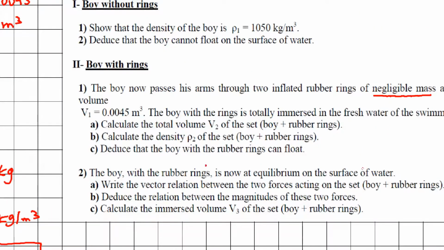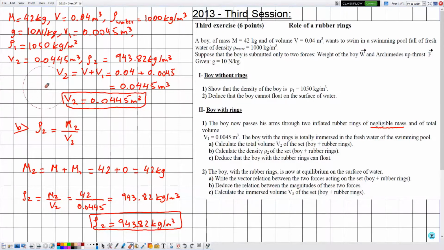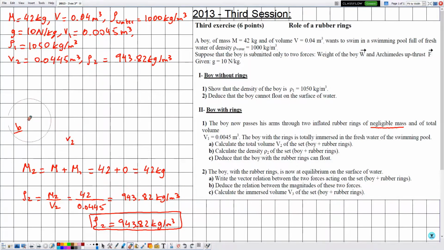Now part C, deduce that the boy with the rubber rings can float, and by deduce it means that we need to use the part just previously before. Let me make some space here. Now we are in part C of number 1 of part 2. And in part B, we have determined the density ρ2 corresponding to this set. In order to determine whether this set, which is given by the boy plus rubber rings, will sink or float, we need to compare this density of the set to the density of the liquid, which is given by water, 1000 kilogram per meter cube.